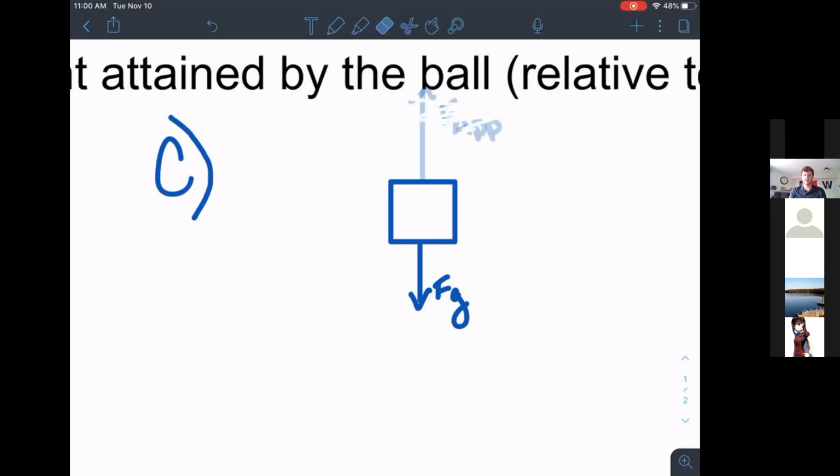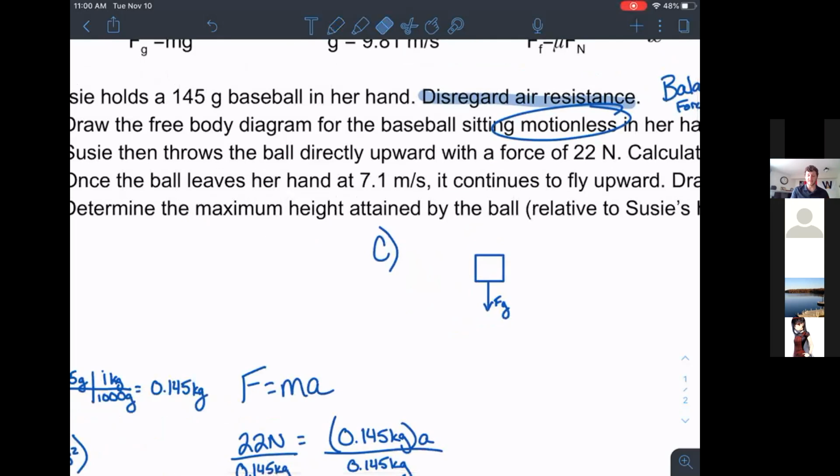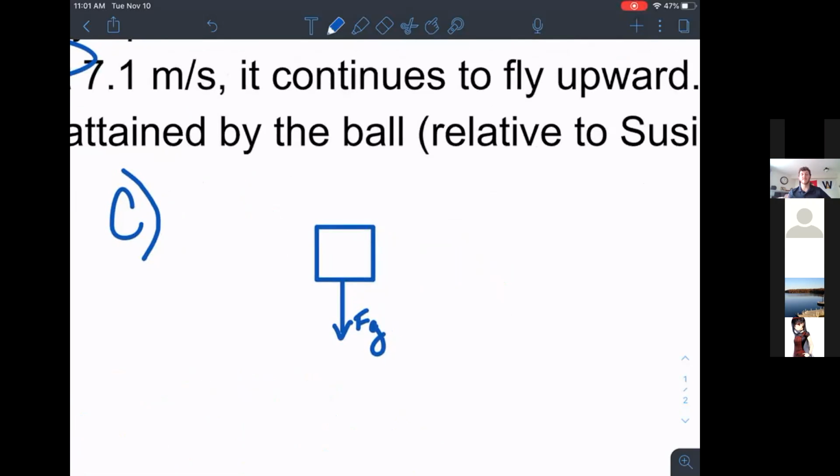No applied force, because the ball is already moving. There's nothing pushing it to move any faster anymore. The ball is already in the air, so it's already left her hand. It leaves her hand and now is at this meters per second. It's no longer in her hand. So there are no forces pushing it up anymore. It already had that force. It doesn't need it anymore. So there's no applied force. It is just the force of gravity trying to pull that ball down. Is everybody okay with that? Any questions on that? So this is our free body diagram, just that force of gravity, FG.